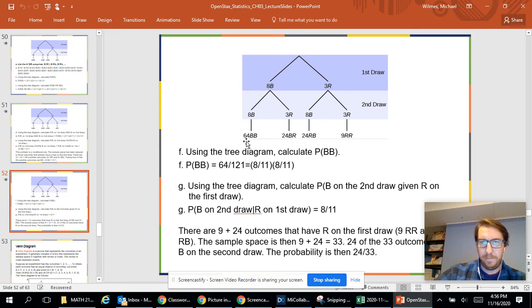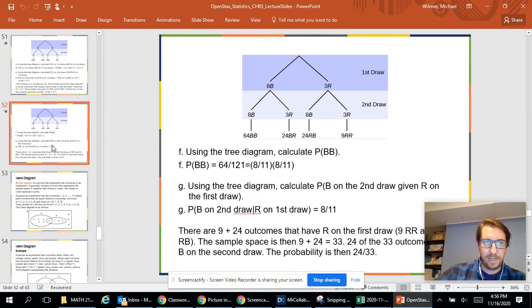Probability of blue, well, that's just all the ways to get blue, 64 out of 121, or 8/11 multiplied by 8/11. Calculate the probability blue in the second draw, given R on the first draw, so red on the first draw. Calculate the probability of blue on the second, so that's just 8 out of 11.